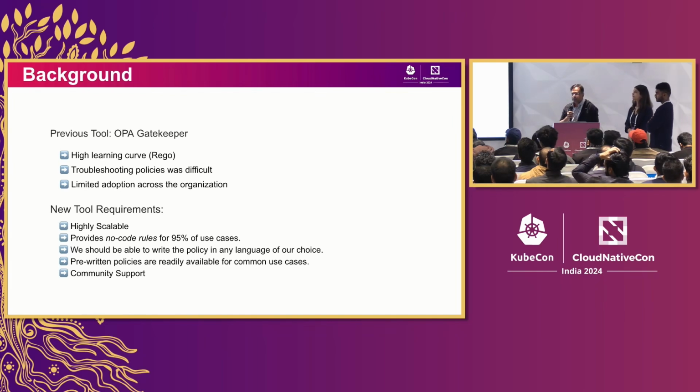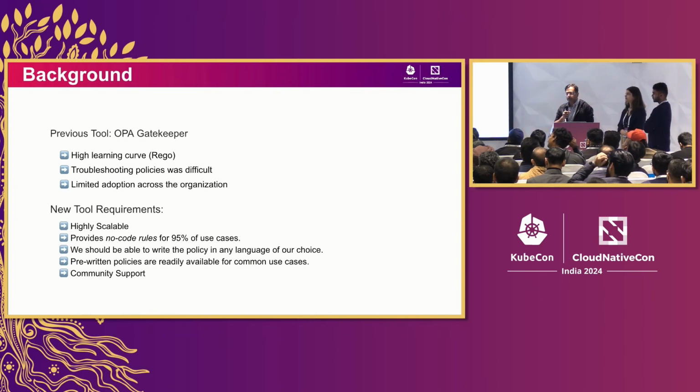Also, there should be pre-written policies available in open source, so that we can just lift and shift instead of writing these policies from scratch. Also, the community support should be good. Based on these requirements, we started an evaluation of the policy engines available in open source.